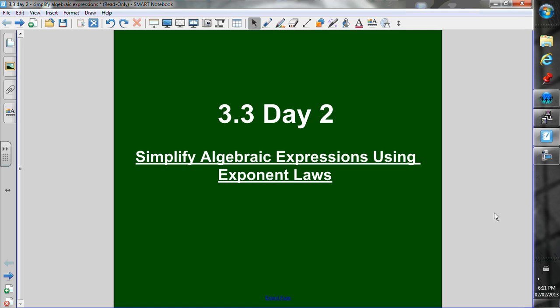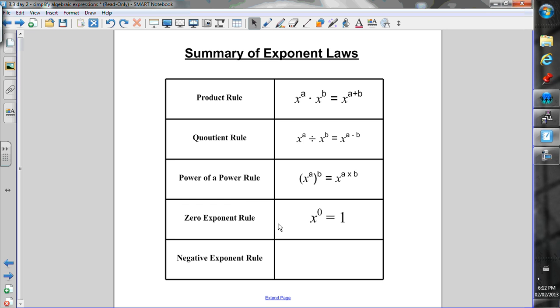Okay, here's the second lesson for working with exponent laws. In the first lesson we introduced the main exponent laws and solved some simple problems involving them. In this lesson we'll solve some more complex problems where we simplify algebraic expressions using the exponent laws. So here's a quick summary of the rules we looked at last lesson.